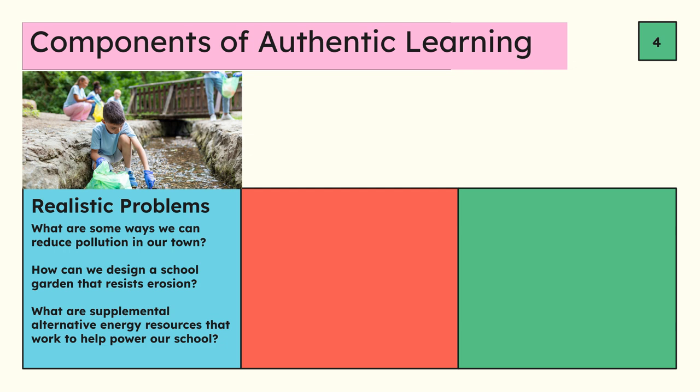Some examples might include: what are some ways we can reduce pollution in our town? How can we design a school garden that resists erosion? What are supplemental alternative energy resources that work to help power our school?